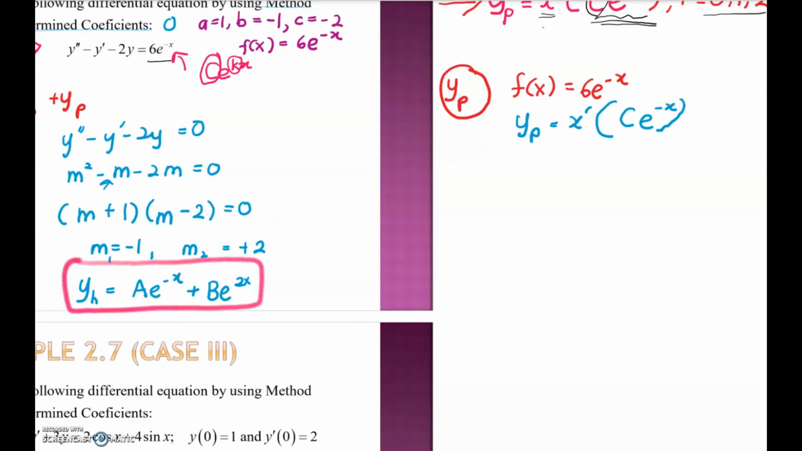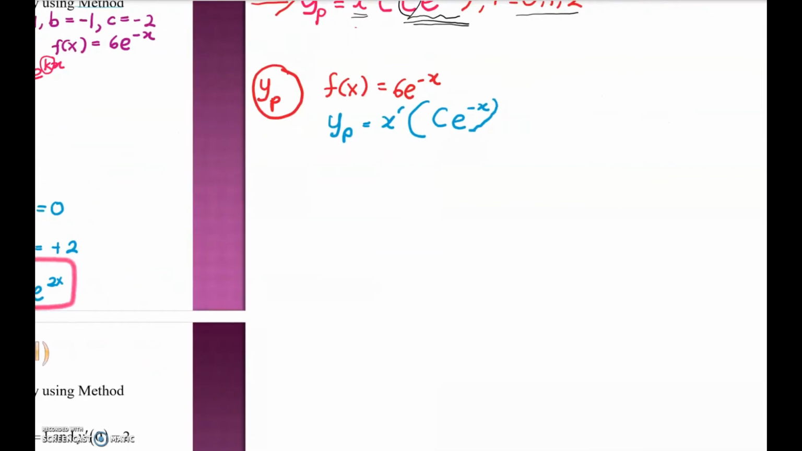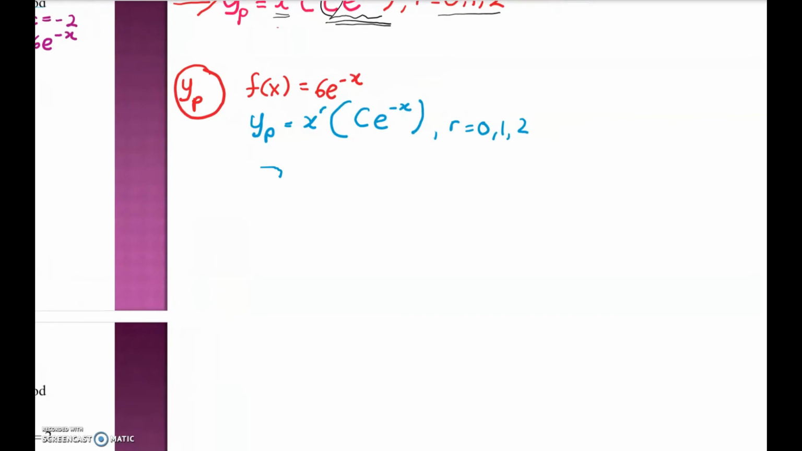Okay, and then we continue. Alright, so we have r from 0, 1, and 2. We must always start with r equals to 0. Okay, start finding with r equals to 0, so that when r equals to 0, my yp would always be, x power of 0 is 1, so I have ce negative x.